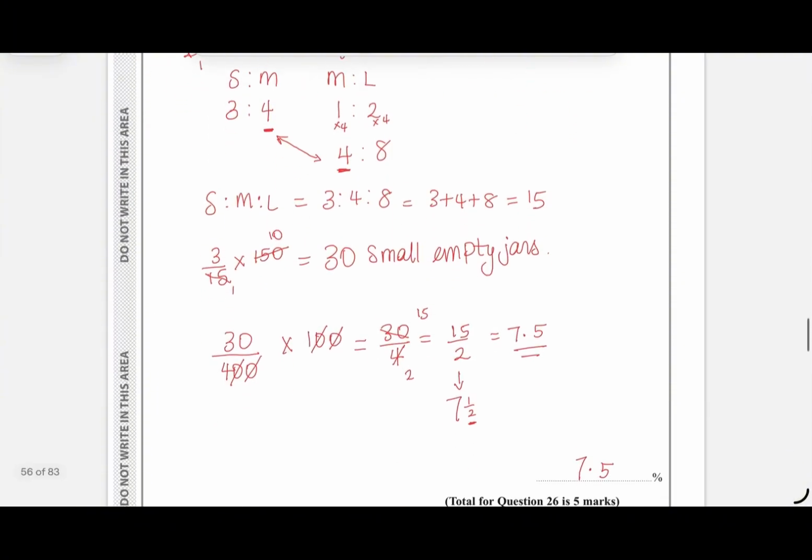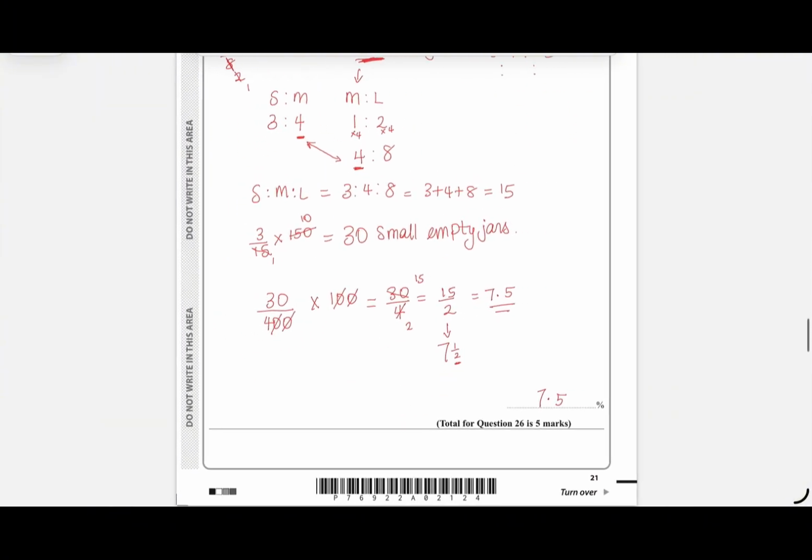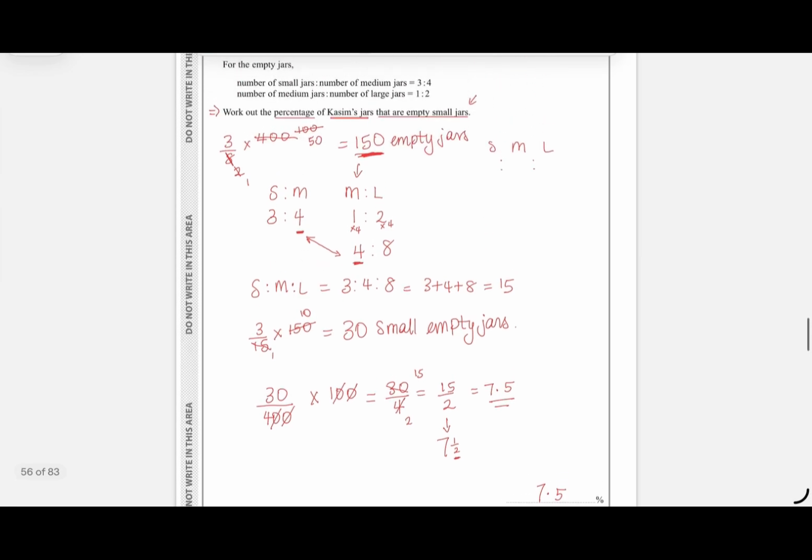And that is how to get 5 marks on the GCSE Maths Foundation Paper 1 paper.